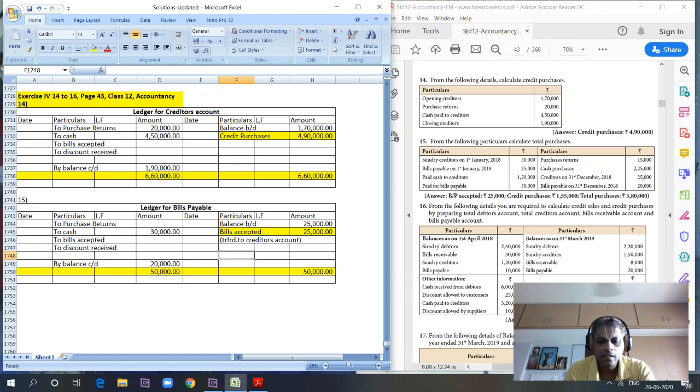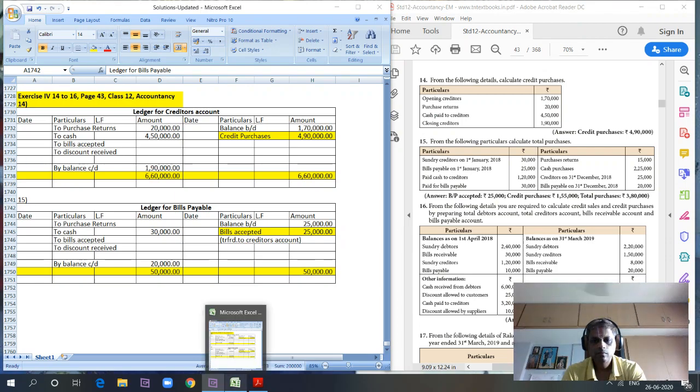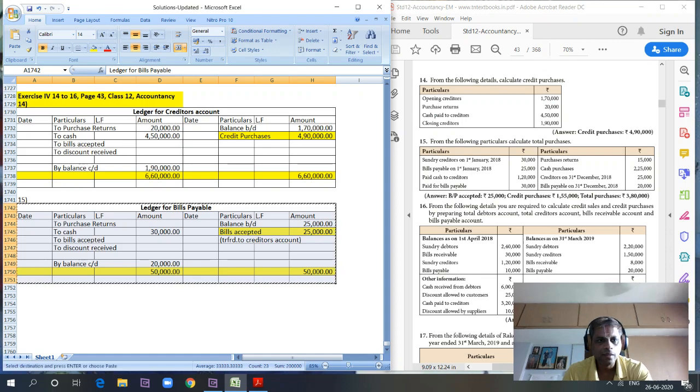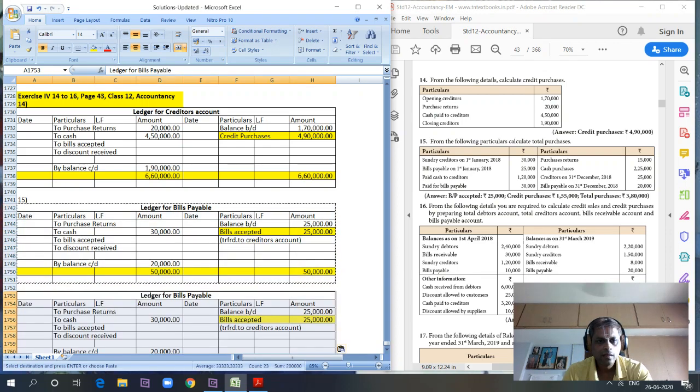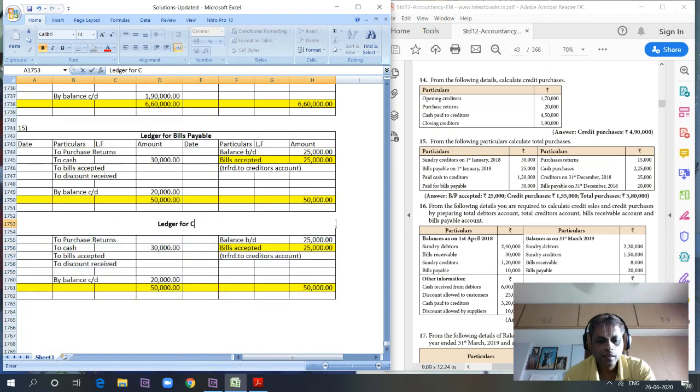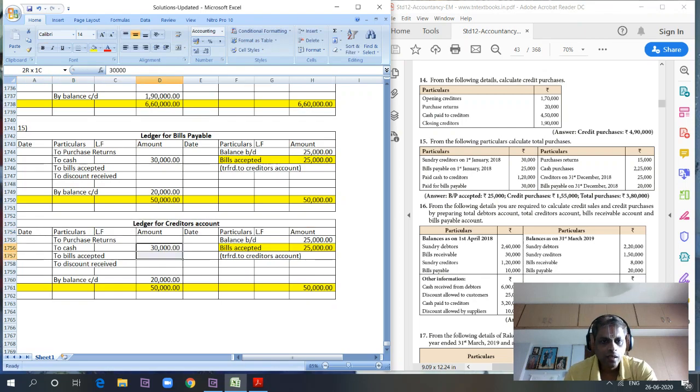Let's now prepare the ledger for the creditors account. Ledger for creditors account. I'm just copying the format here. So let's get into preparing the sundry creditors account. I'm copying the format here for the ledger for the creditors account. I'll remove the data here.